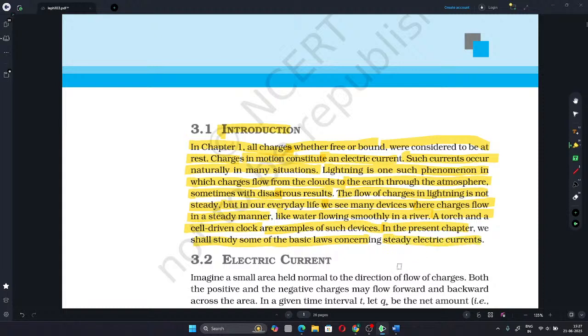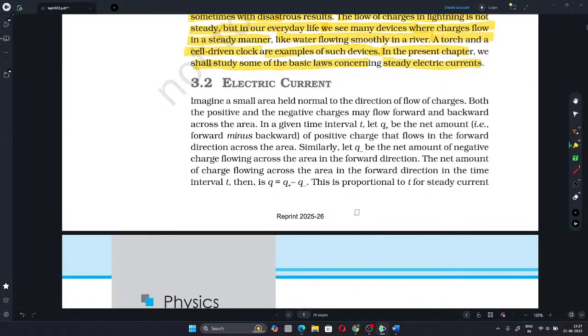In Chapters 1 and 2 we studied charges, but they were at rest, they were not moving. But in this chapter we will see moving charges. One such example in nature is lightning, where charges move unsteadily from the clouds to earth through the atmosphere. And examples of artificial currents are clocks, torches, etc.